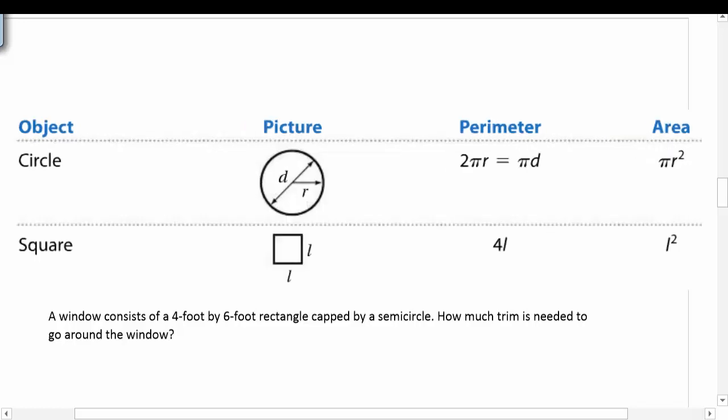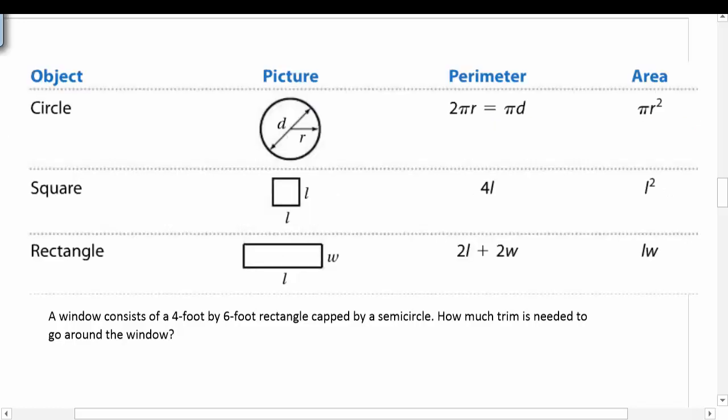Then we have a square. The perimeter for it is 4 times the side length. And the area formula for it is length times width, but when they're both the same, we can just square the length. Then we have a rectangle. The perimeter is 2L plus 2W, and the area is just length times width.